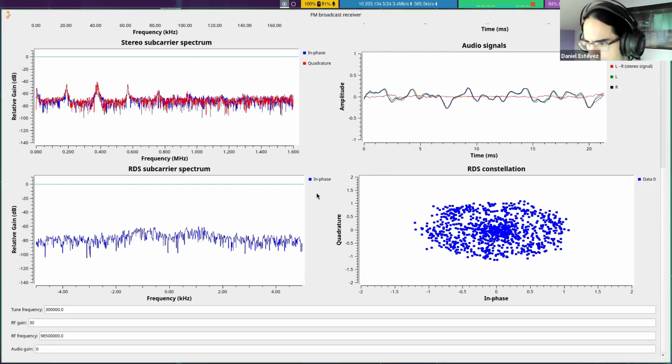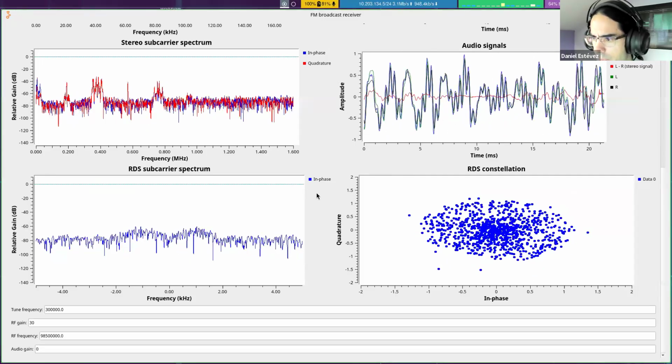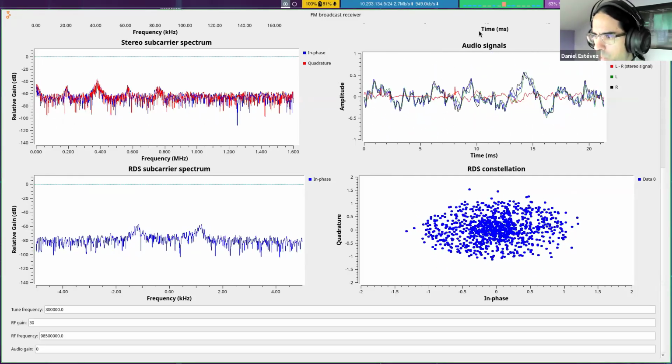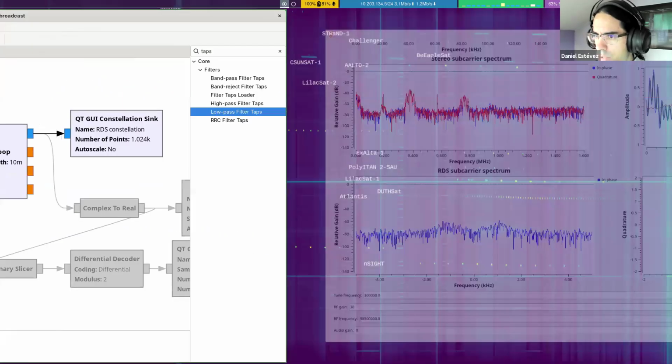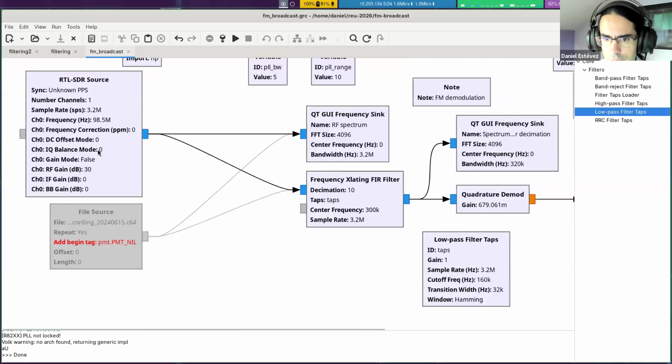I think Joel showed the constellation. And this isn't working properly with the RTL-SDR stick. I don't know why. I'm going to switch to the recording, which I know that works. Maybe, I don't know, I have too much interference or something.